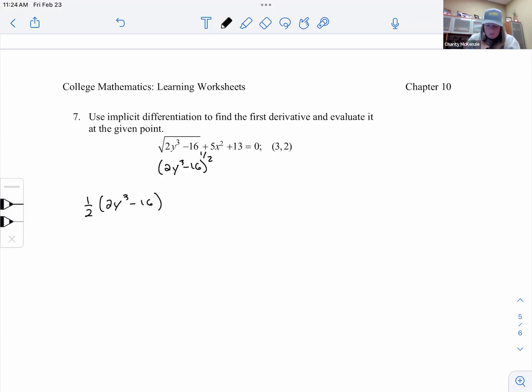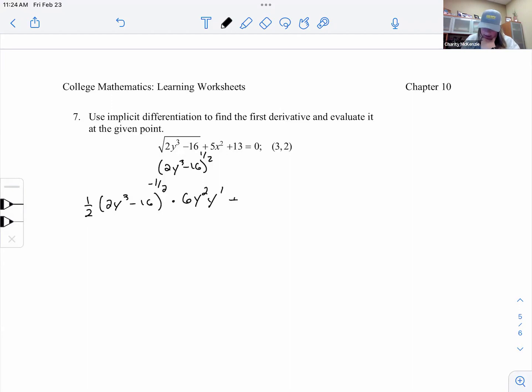1/2 minus 1 is negative 1/2. And then you have to times it by the derivative of the inside. Chain rule. Times by the derivative of the inside. So the derivative of 2y to the third is going to be 6y squared, but then it'll keep a y prime, derivative of the inside, and then minus 16. The 16 goes to 0. So that's it. That's all just the derivative of that first section.